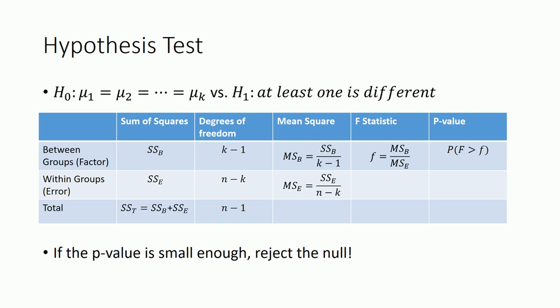Anyway, your conclusion of the hypothesis test is just like any other. You look at the p-value. If the p-value is small enough, you reject the null hypothesis. And you're really comparing it to your stated alpha level, your significance level. If it's small, that means the null hypothesis is not very plausible given the data, so you reject it.